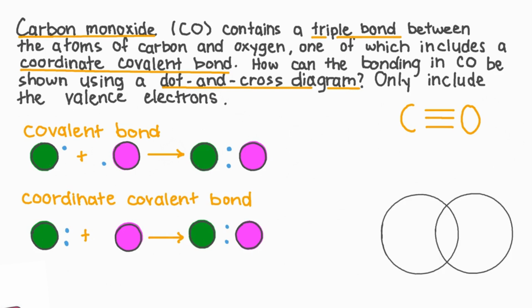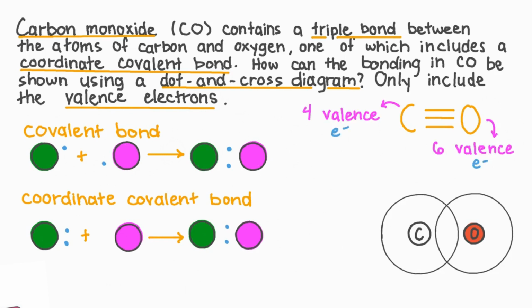We'll start off with two overlapping circles, one for the carbon atom and one for the oxygen atom. Next, we'll fill in the diagram with valence electrons, using them to create the bonds in the molecule. Carbon has 4 valence electrons, and oxygen has 6 valence electrons. We'll represent carbon's valence electrons with a blue cross, and oxygen's valence electrons with a blue dot.